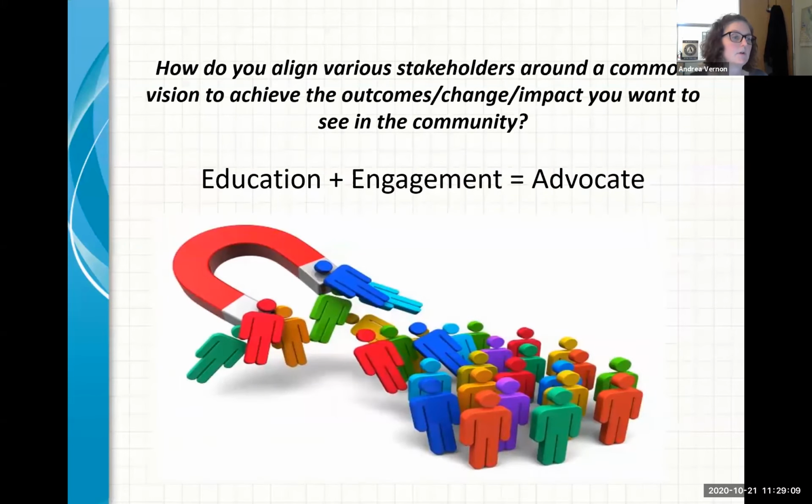Next slide then. So how do we then align various stakeholders around a common vision to achieve the outcome or the change or the impact that you want to see in the community? How do you educate these stakeholders and engage them so they can become those advocates, like I mentioned, and become part of the narrative of your organization and the work that you do? There's a lot of different outreach methods to get started, so I'll talk through some of them. But once you've identified your current and potential stakeholders, then you can concentrate on where your efforts will potentially get the biggest yield on investment.